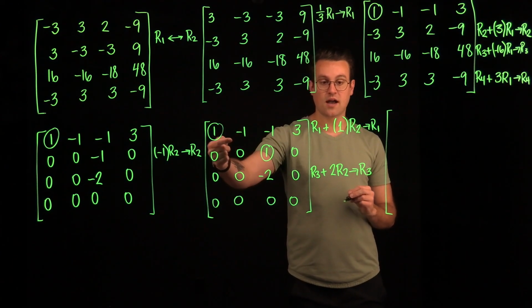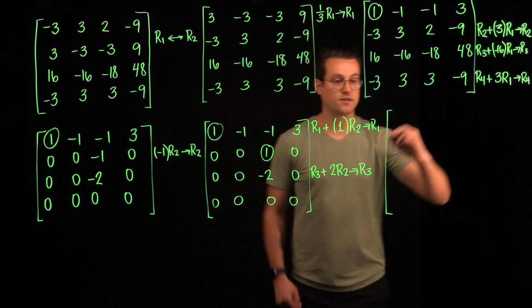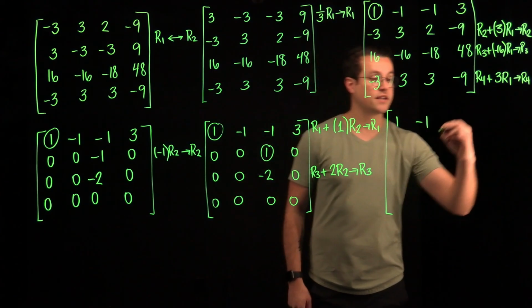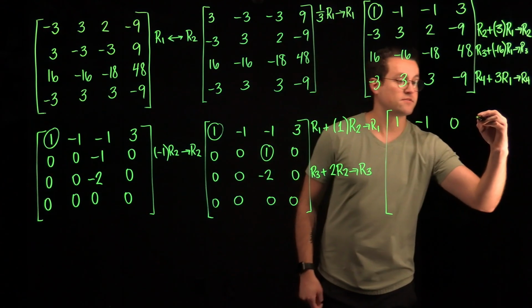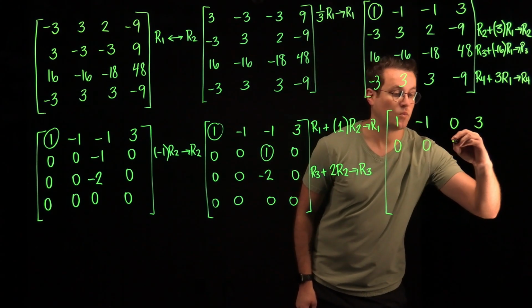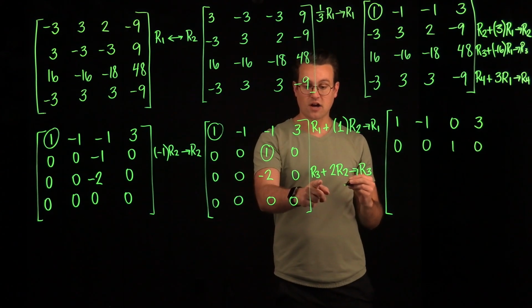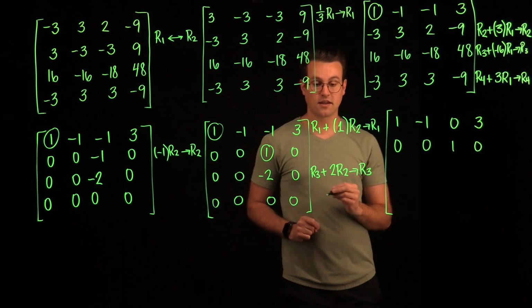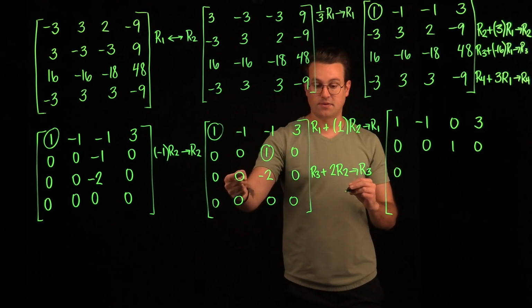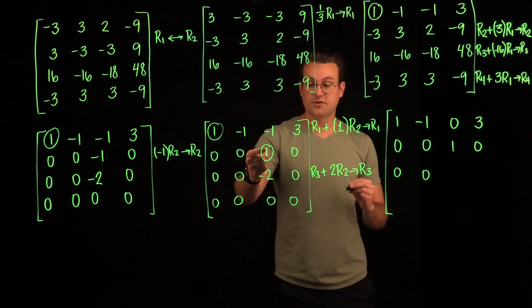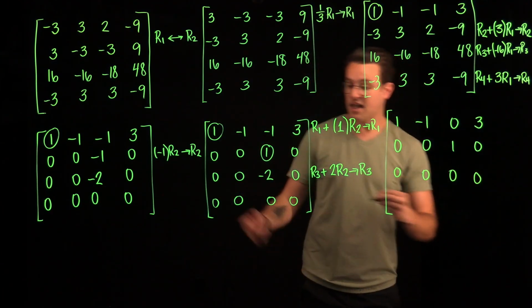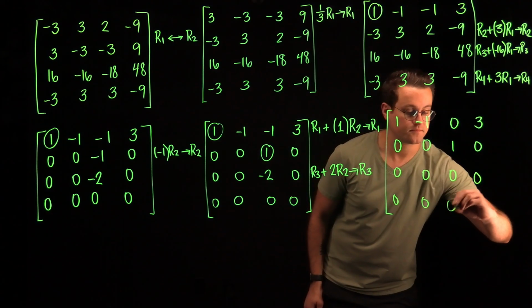So in the first row, I'm going to add row 1 plus row 2. 1 plus 0 is 1. -1 plus 0 is -1. -1 plus 1 gives me 0. And then 3 plus 0 gives me 3. Okay, then the second row stays the same. So 0, 0, 1, 0. And then in the third row, I have 2 times row 2 plus row 3. So 2 times 0 is 0, 0 plus 0 gives me 0, and then 0 plus 0 gives me 0. 2 minus 2 gives me 0, and then 0 plus 0 gives me 0. And then the fourth row stays the same, 0, 0, 0, 0.